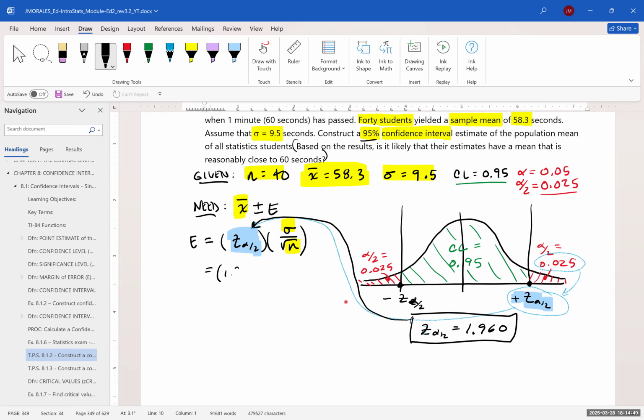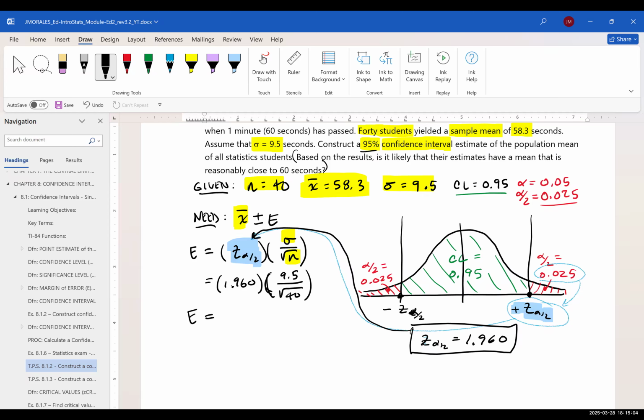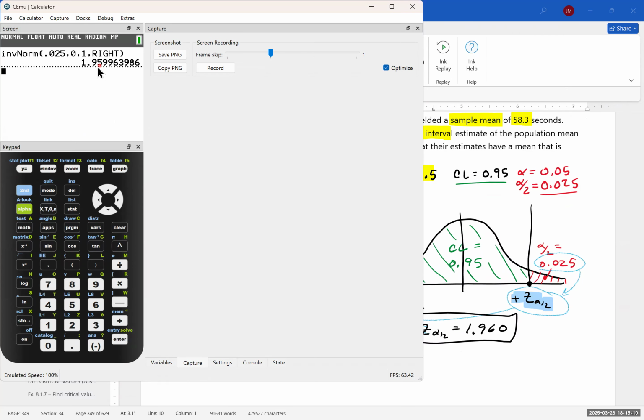So I'm going to have 1.960 times sigma, which is 9.5, divided by the square root of 40. So I'm going to go ahead and put this all in the calculator that way. Okay, so I'm going to use this answer. To use a previous answer, you'll notice it says ANS in blue. I can hit second and this negative key, and it'll put answer. This is an alternative to storing it in a variable if I want to do it that way.